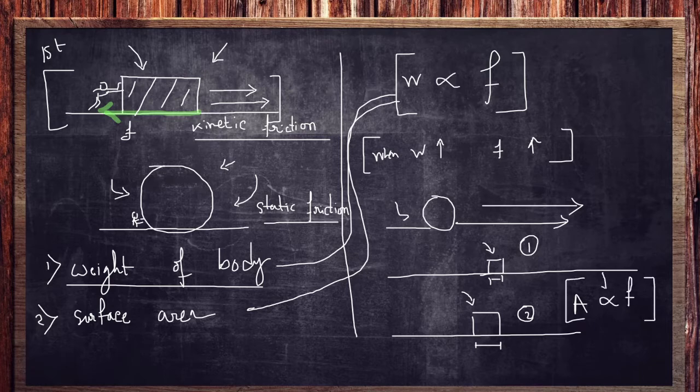This is a proportional sign, for those who don't know this one, but you can write it in words: if the area is increased, then the friction force will also increase. So that is all about the dependency of the friction force.